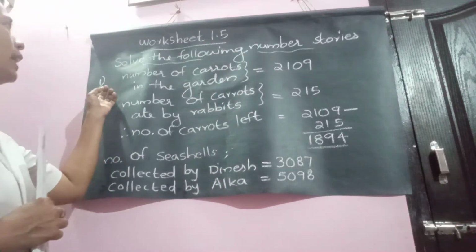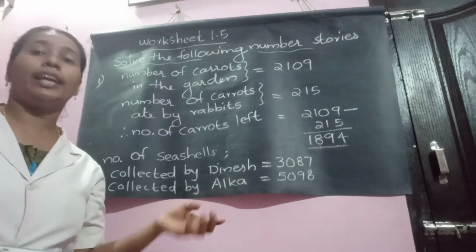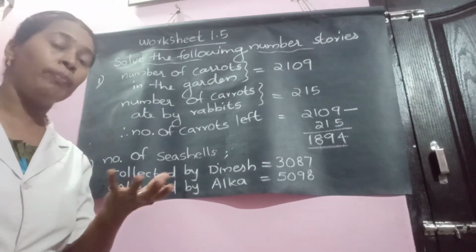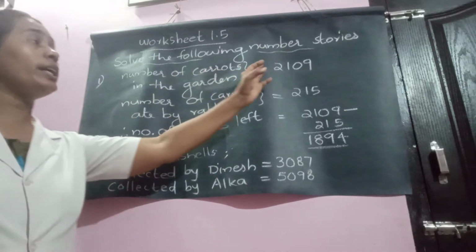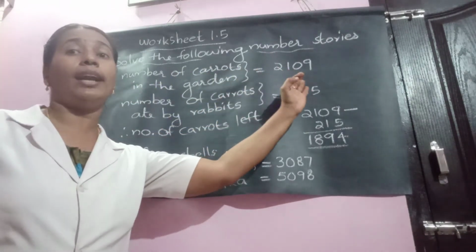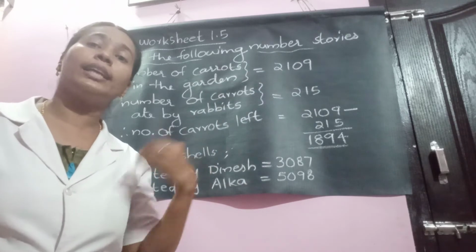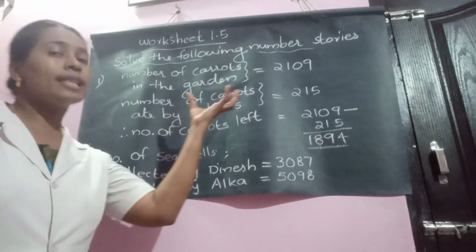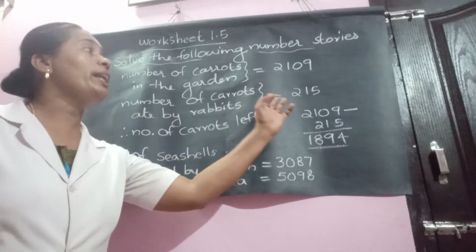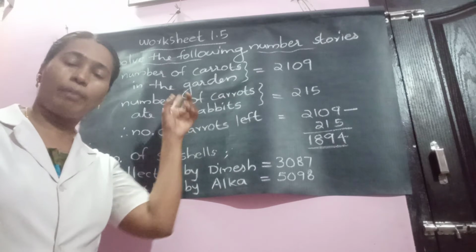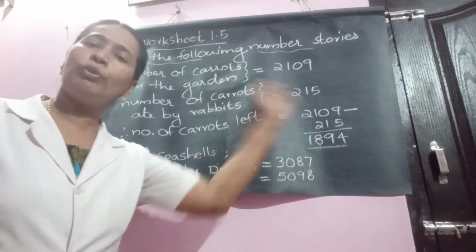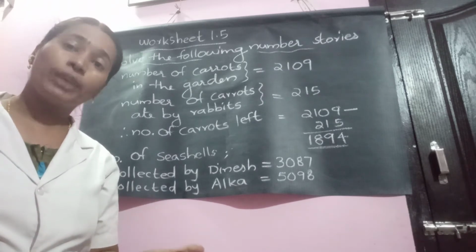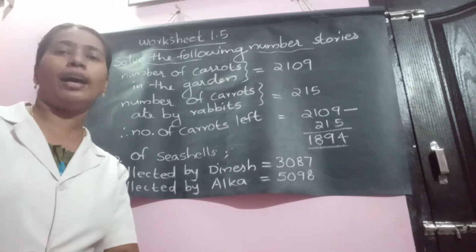So question number 1 says, Vivek grew how many carrots in his garden? 2109 carrots in his garden. But rabbits ate some carrots from it. How many carrots were eaten by rabbits? 215 carrots.